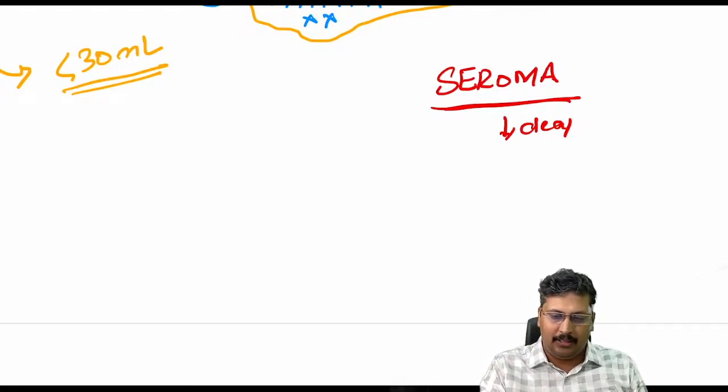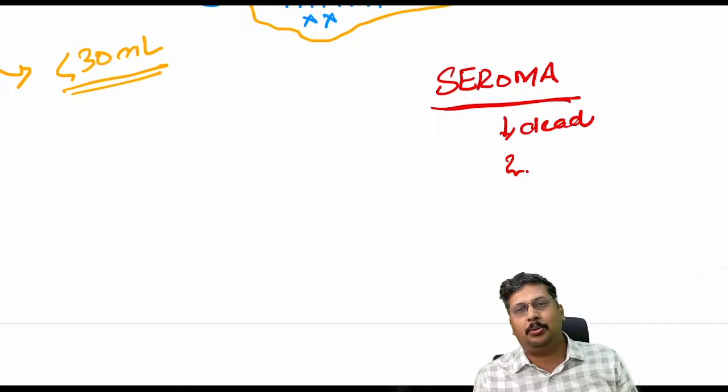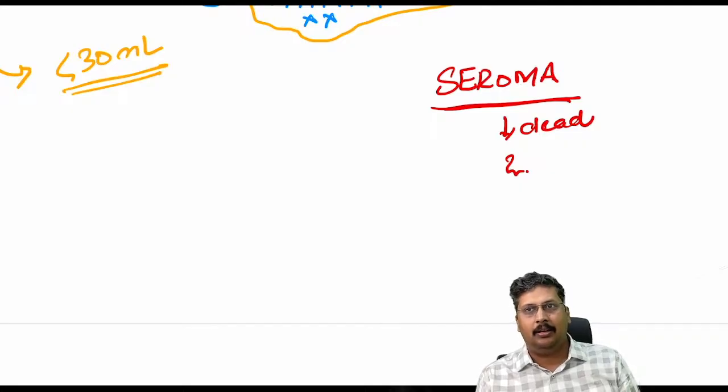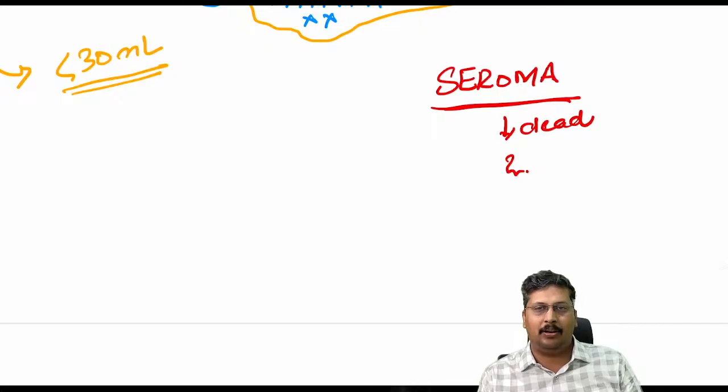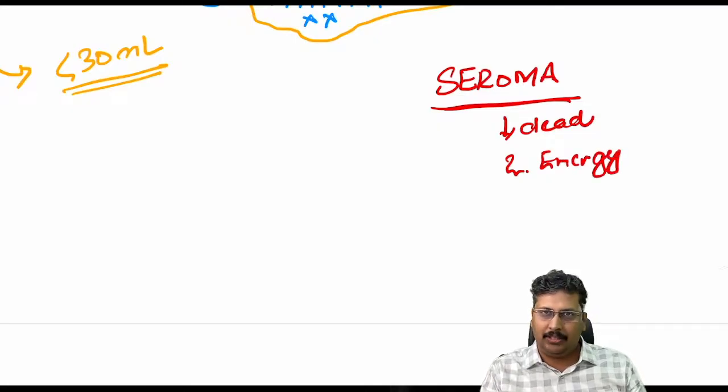And the second most important thing is, there are studies which say that whenever you use energy devices like LigaSure or Harmonic while doing the axillary dissection, because we use these energy devices to seal the lymphatics, there is relatively less chance of seroma formation after the surgery. So usage of energy devices may also decrease the chances of seroma formation.